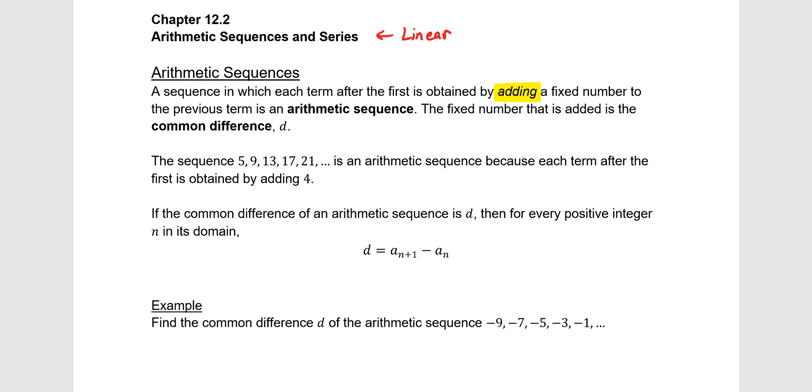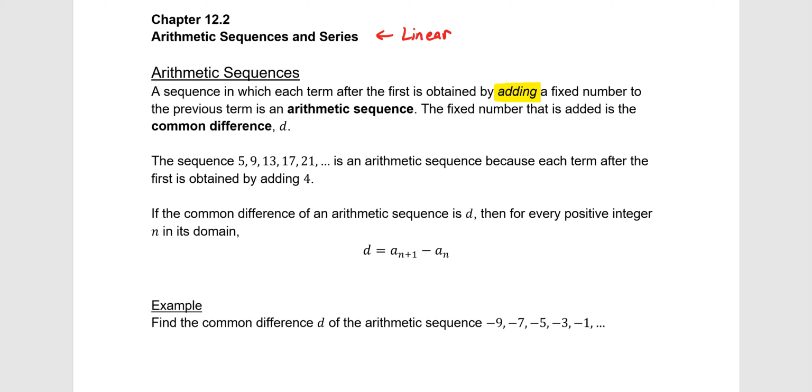So let's say we have a sequence 5, 9, 13, 17, 21. We know that this is an arithmetic sequence because each term after the first is obtained by continuously adding 4. So 5 plus 4 is 9, 9 plus 4 is 13, plus 4 is 17, and so on. Since the differences between each pair of terms is the same, we know that's an arithmetic sequence.